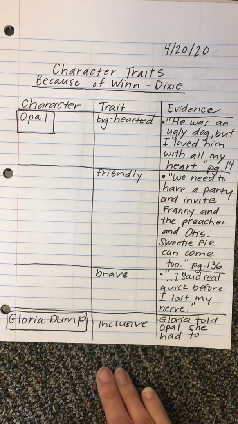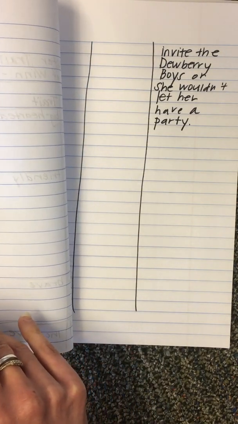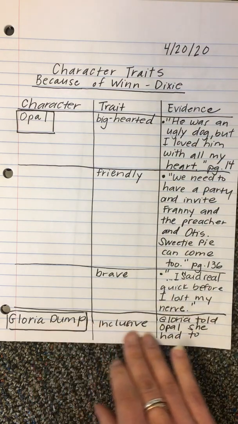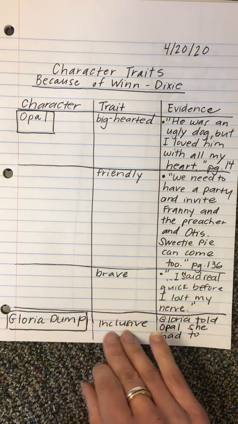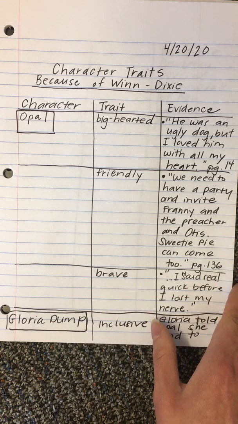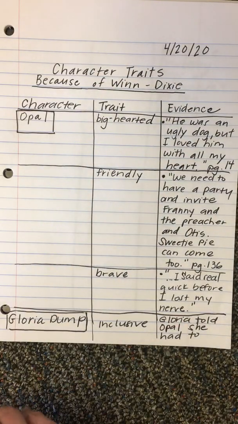So the example that I gave was that Gloria told Opal she had to invite the Dewberry Boys to the party or she wouldn't let her have it at her house. So I think that shows that Gloria Dump is a very inclusive person because she wants to make sure that everyone feels welcome, okay? And then I might challenge myself and talk about a different character like Otis, how Otis is kind of nervous, okay? And give an example of how Otis wasn't sure about coming to the party at first because he hasn't been around a lot of people for a long time.